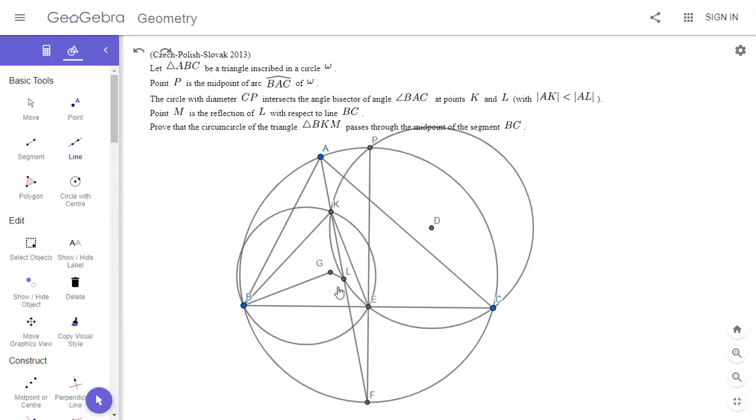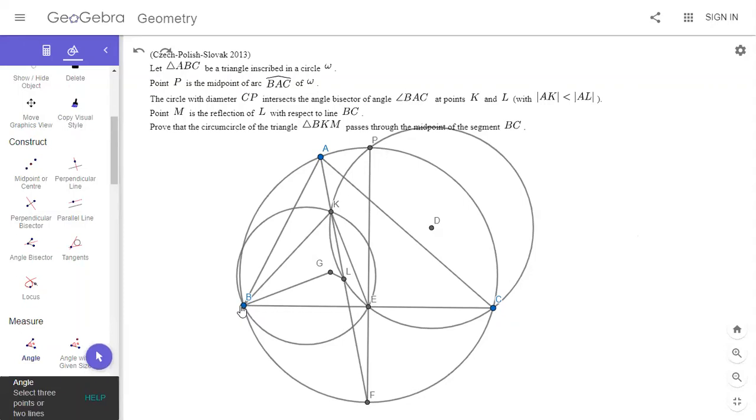So angle BEL is equal to angle CKL. So CKL is equal to angle BAF. That's kind of interesting. But BAF is equal to CAF. So wait, that doesn't make sense. Wait, let's check this again. So that's 48. And oh wait, now they don't look similar. What am I thinking?